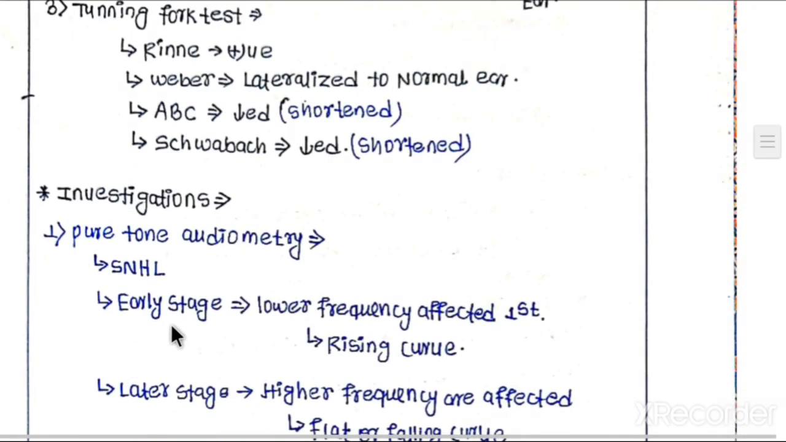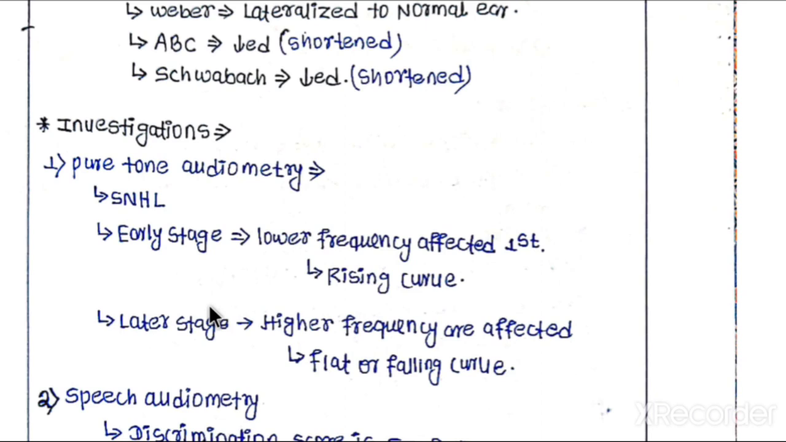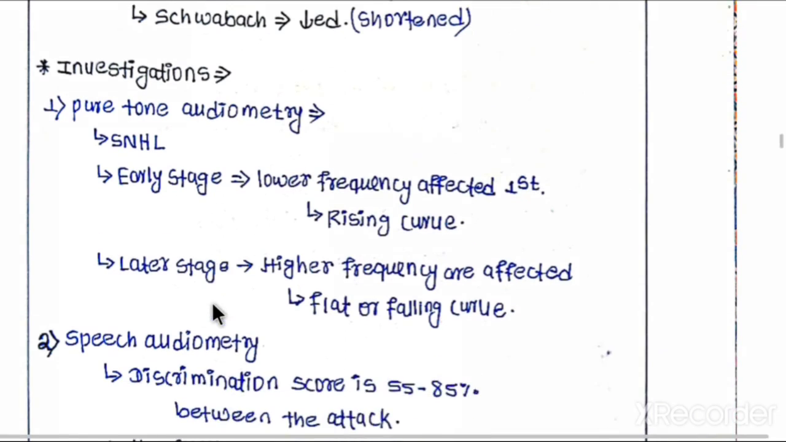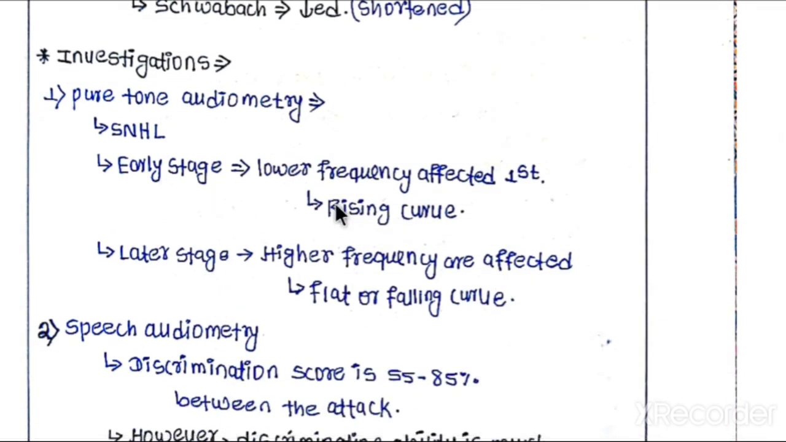On investigation, in pure tone audiometry we can find sensorineural hearing loss in the early stage. Low frequency sounds are affected first, that is a rising curve. We can see the rising curve within the graph. In the later stage, higher frequencies are affected, that is a flat or falling, downward graph. This is the upward graph from low frequency.